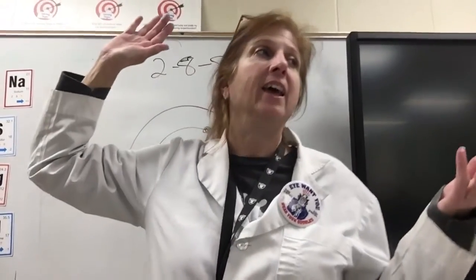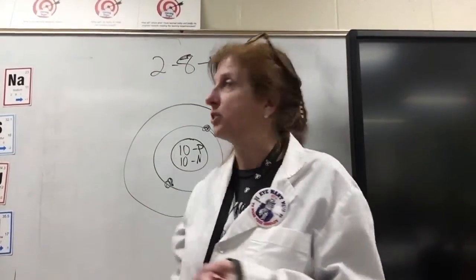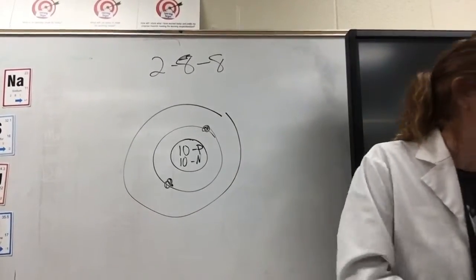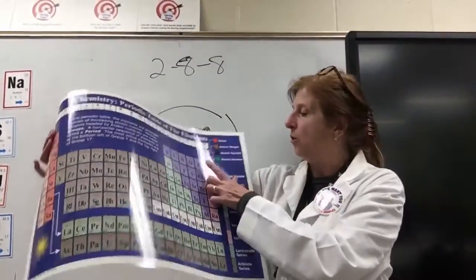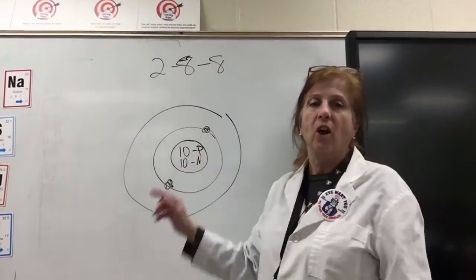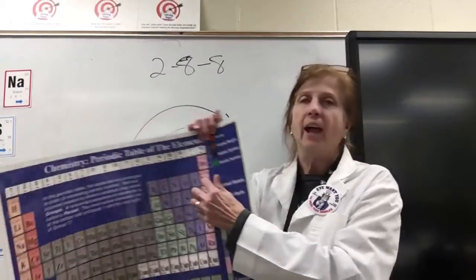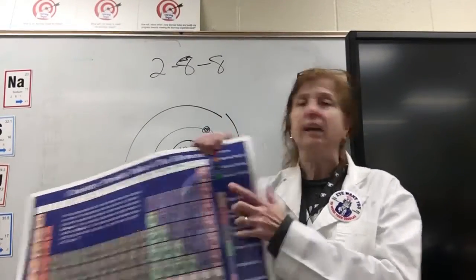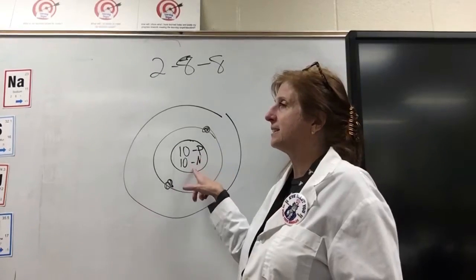And what we're doing today is Bohr and Lewis structures. So here's our Bohr model of neon. We looked on the periodic table. We found the whole number for neon is 10, so it has 10 protons. We looked at the decimal number, and it's 20.01. We rounded it off to 20. 20 minus 10 is 10.